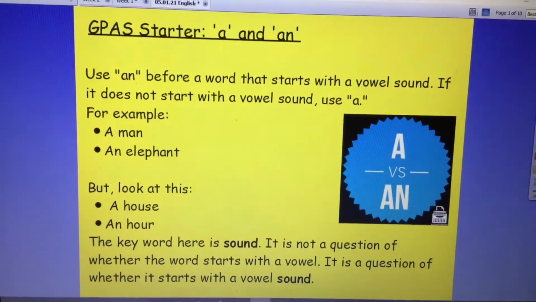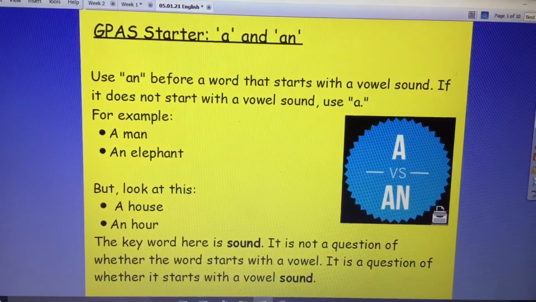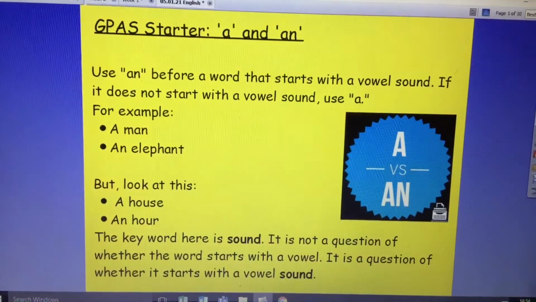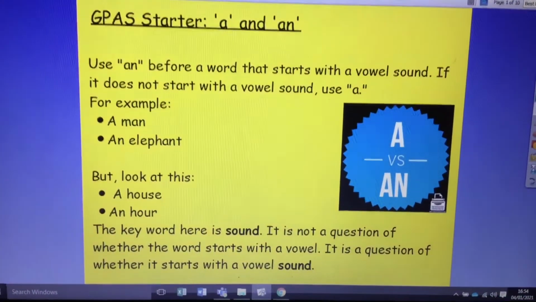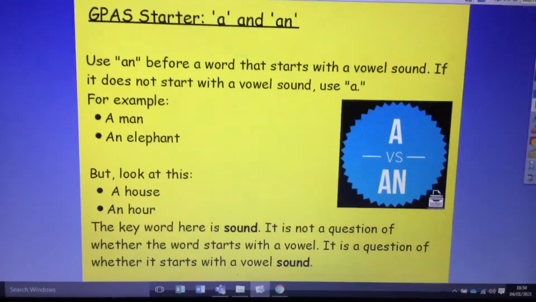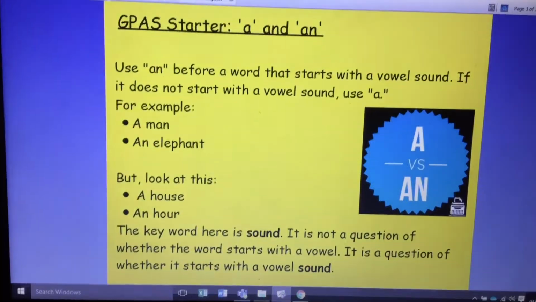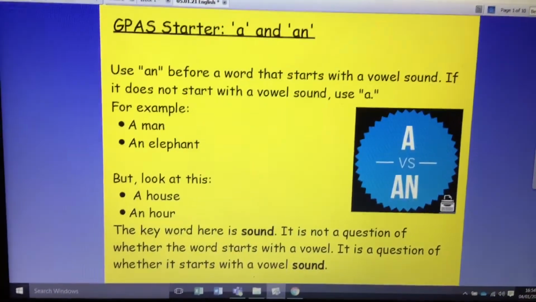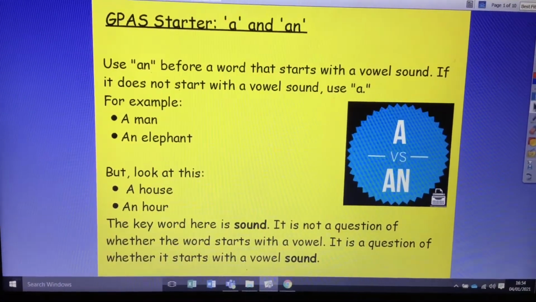Now, the GPAS starter for today and for the rest of the week is to look at a and an. So we use an before a word that starts with a vowel sound. If it does not start with a vowel sound, use a. So for example, a man, an elephant. Man starts with a m sound, the consonant m, and then we've got an elephant. Elephant starts with our E, and as you know, our vowels are A, E, I, O, U.